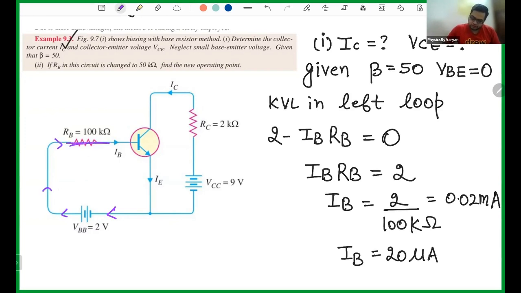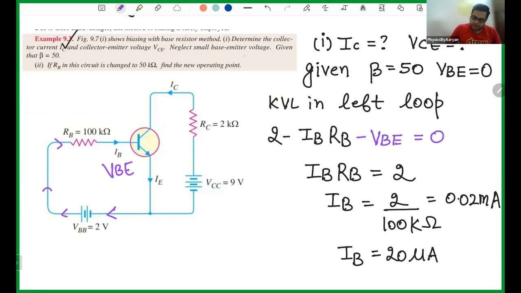I am going in the direction of current, and the current through this is IB because this current is entering the base, right? So the voltage across this will be IB into RB. Since I'm going in the direction of current, I have to put a negative sign. And finally, now I'm going from base to emitter, so I should write VBE as well, right?